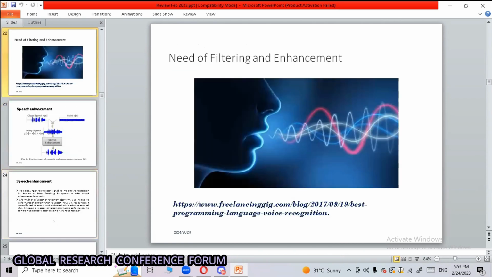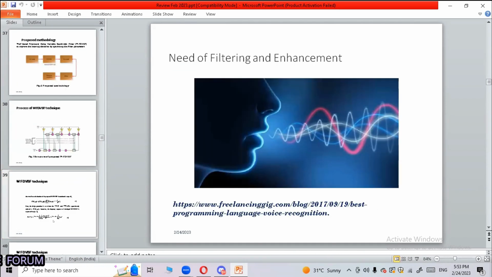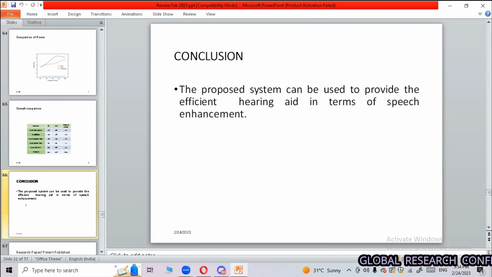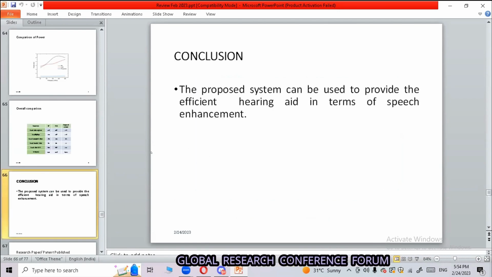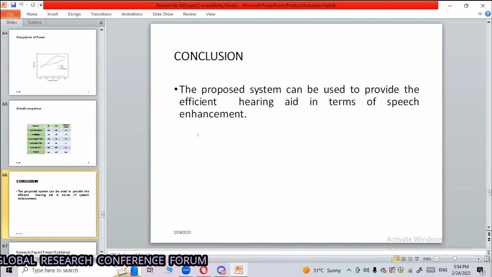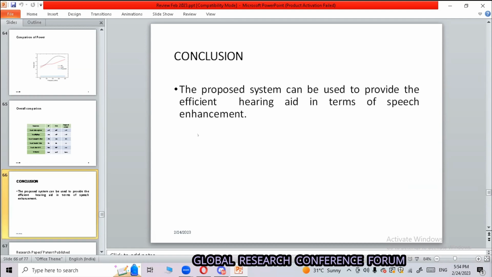So here I will show the results, and the conclusion of this paper is that we can get the input from the audiogram to design the filter which can be used for a hearing aid system.